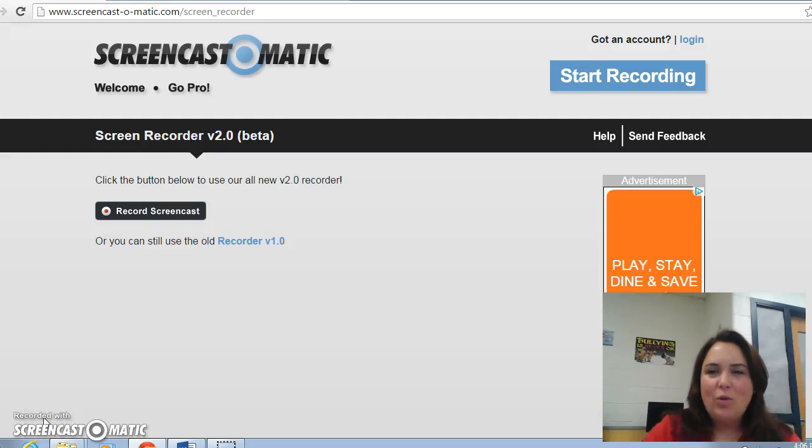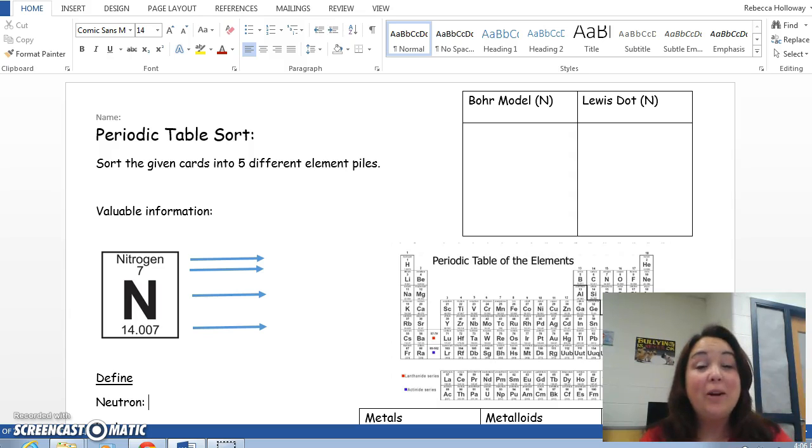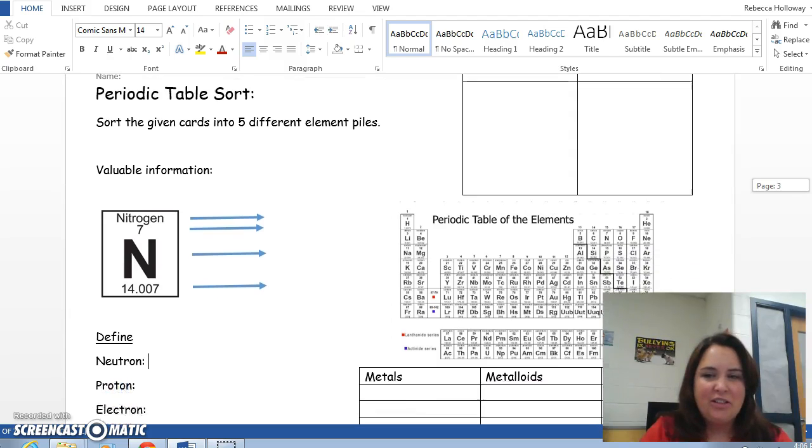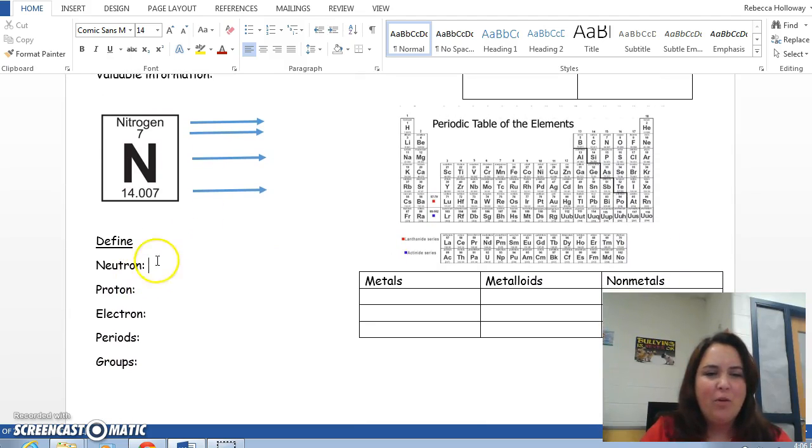All right, so welcome. Make sure this screen is up properly. We're ready for your review on the periodic table. I'm going to start with a little bit of notes and then I'll give you some directions as to what you need to do at your activity. So let's look at our notes here. I'm going to go down to the bottom where we have some vocabulary.